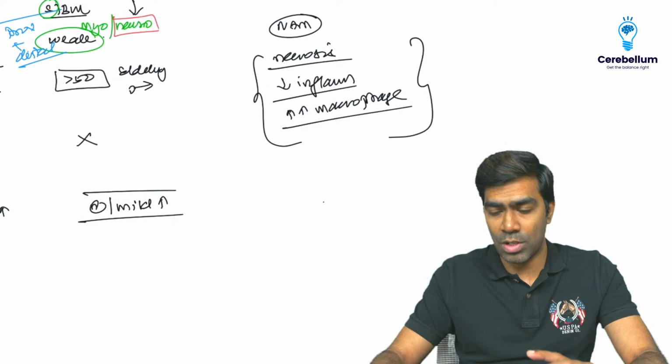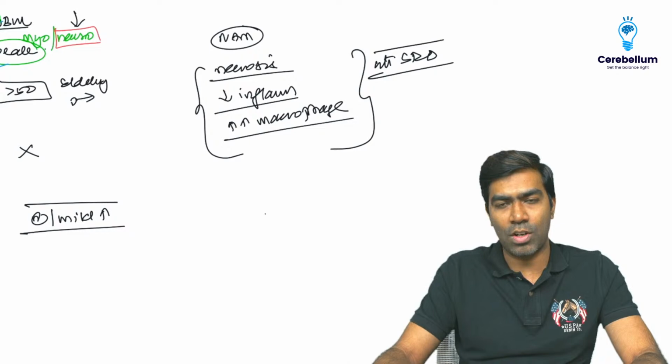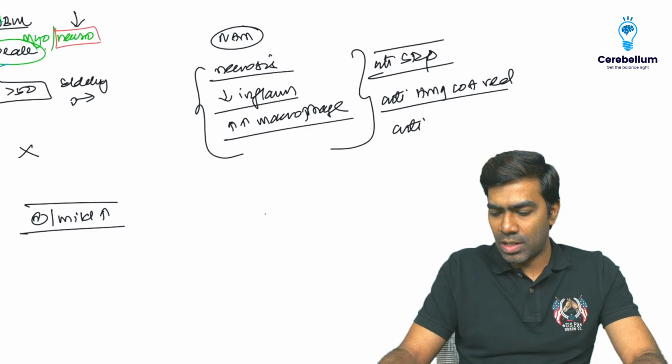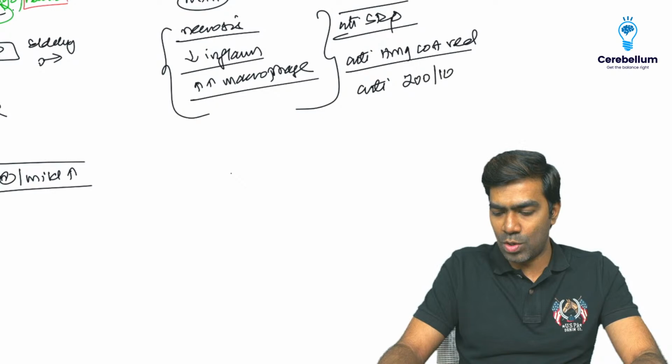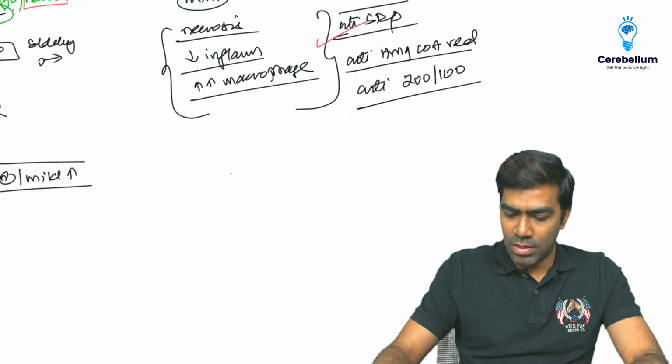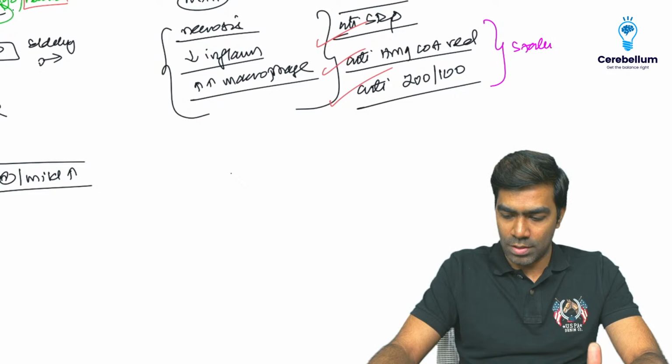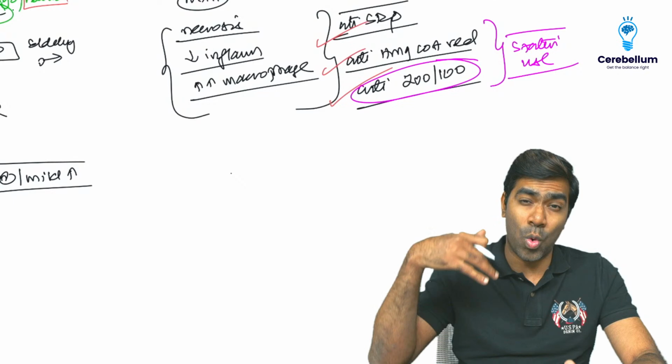That's characteristic. That's why we are grouping this disorder separately. And there are antibodies associated. In fact, three antibodies are there. The most important is anti-SRP antibody, which can cause NAM. Second is anti-HMG-CoA reductase antibody. Third one is anti-200/100 antibody. These are the three antibodies related to necrotizing autoimmune myopathy. Of these, HMG-CoA reductase antibody and 200/100 antibody are associated with statin use. Current evidence says that 200/100 is more related to statin use compared to HMG-CoA reductase antibodies.